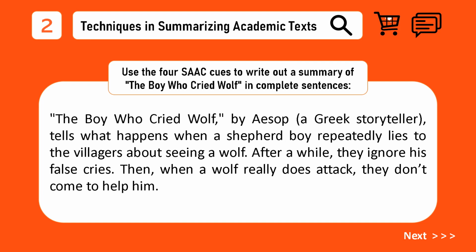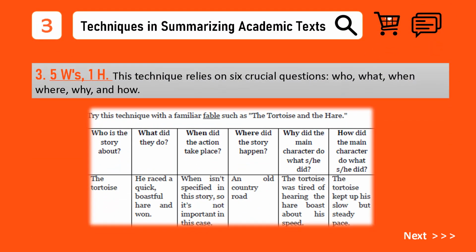Now let's go to the third technique. The third technique in summarizing is 5 W's, 1 H. This technique relies on 6 crucial questions: who, what, when, where, why, and how. These questions make it easy to identify the main character, important details, and main idea. Let us use this technique with a familiar fable titled The Tortoise and the Hare.